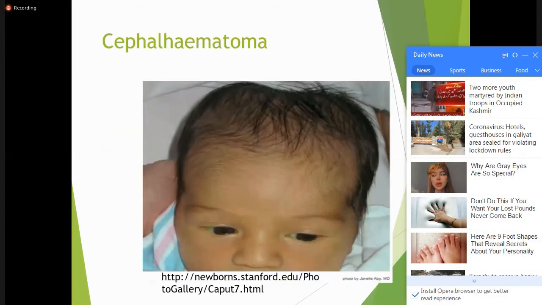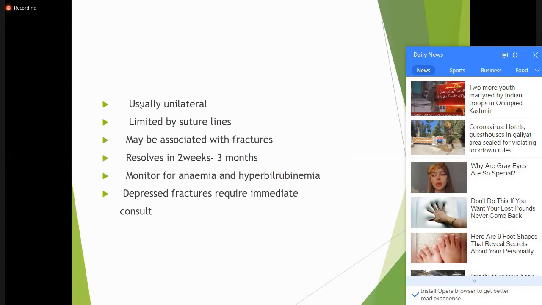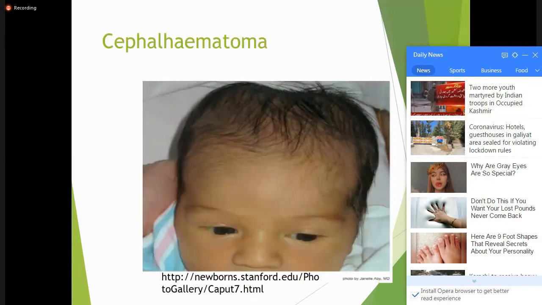Then comes cephalohematoma. So how to differentiate between caput and cephalohematoma is that the cephalohematoma is a collection within the underlying bone. So it is usually limited by the suture lines, because there is hematoma underlying the bone. There is subperiosteal collection. You can see this cephalohematoma is not continuous. It is marked by the suture lines.